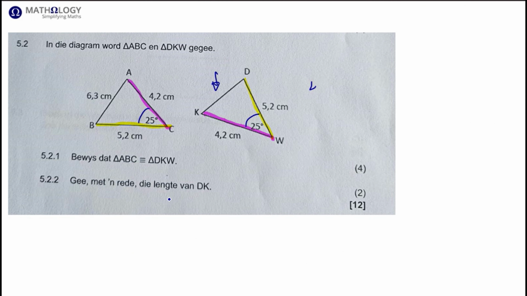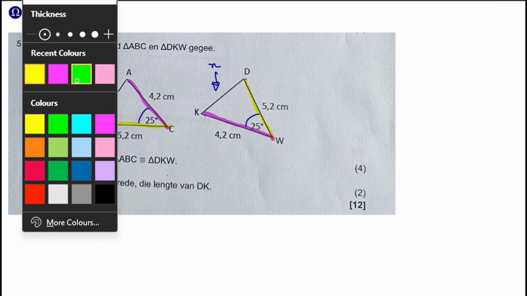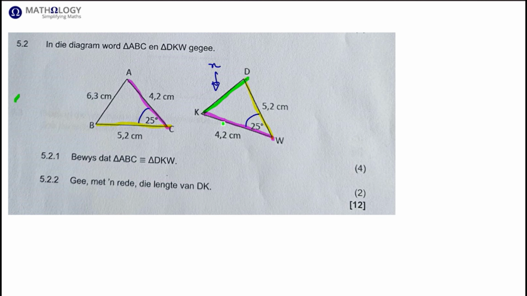Okay, we're now required to find with reasons the length of DK. So we'll just call this X. Now we've just proven that these triangles are congruent. So if they're congruent, that means that the second triangle, KDW, will lie on triangle ABC. So angle W is going to lie on angle C. Angle D is going to lie on angle B, and angle K is going to lie on angle A. Obviously KW lies on AC and DW lies on BC. That means that DK has to lie on AB.